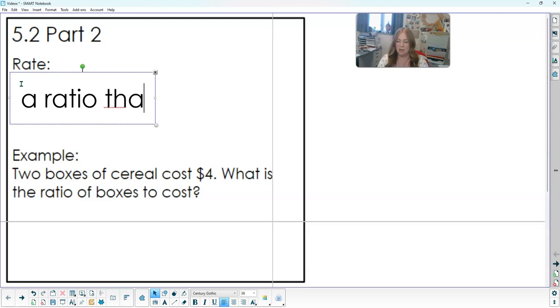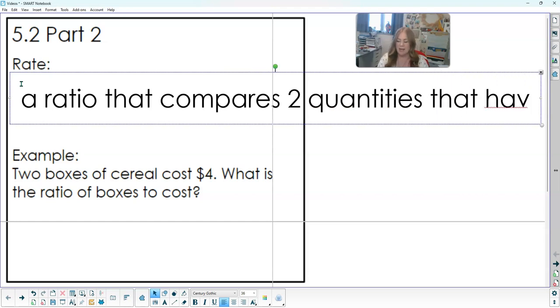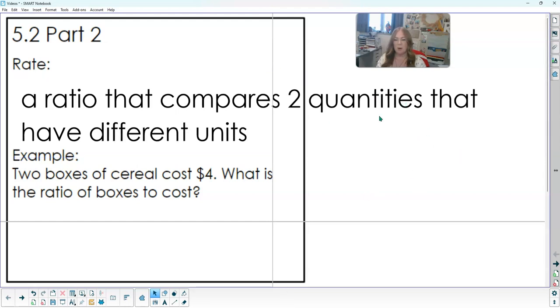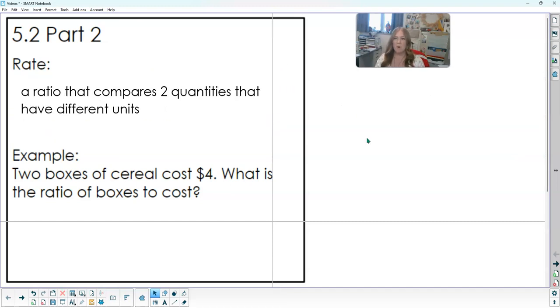So it's a ratio that compares two quantities, so two numbers, that have different units. So it is a ratio that compares two quantities, two numbers, but these numbers are not the same. So maybe before we've been comparing orange pumpkins, green pumpkins. They're the same, they're pumpkins. This candy, that candy, they're candy, right? Boys, girls, they're kids. They're the same thing, they're the same unit.